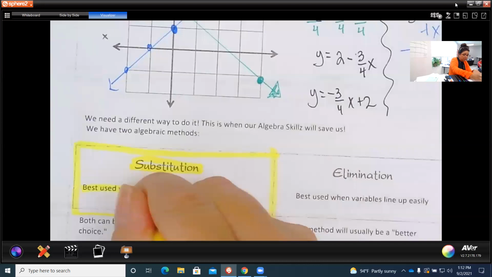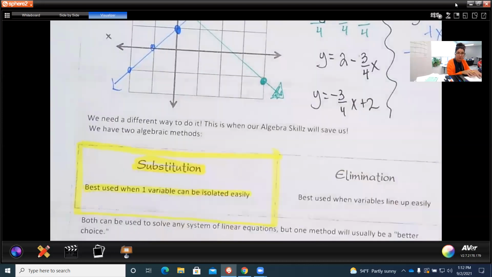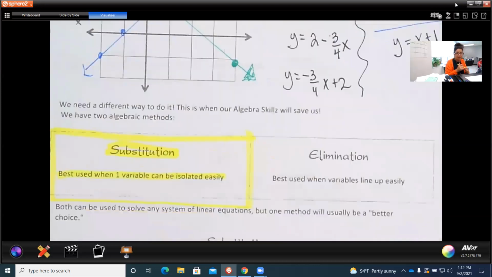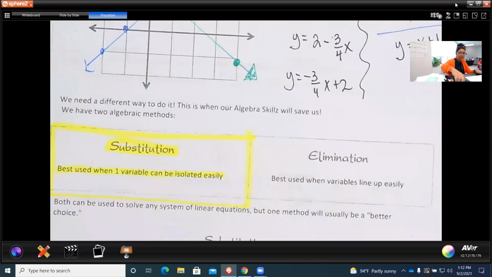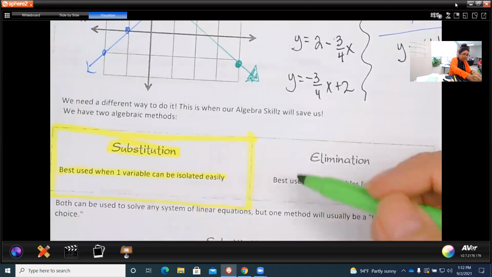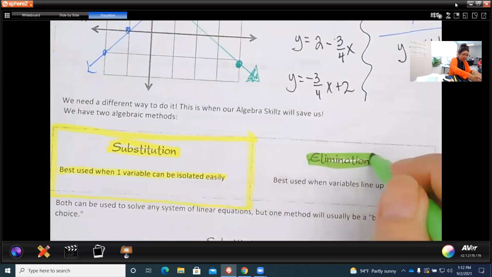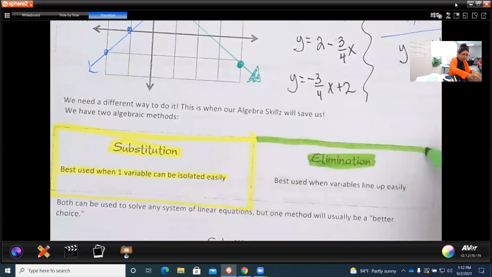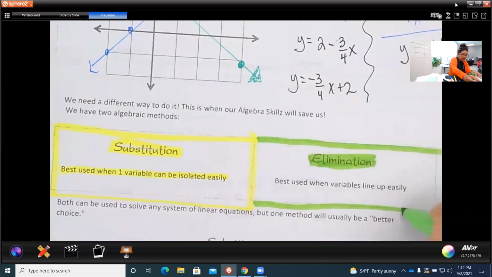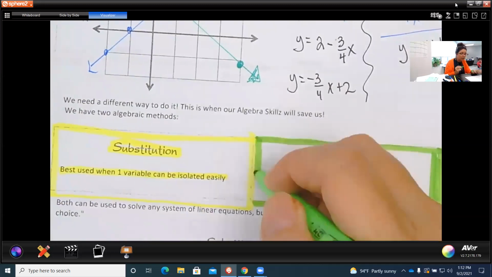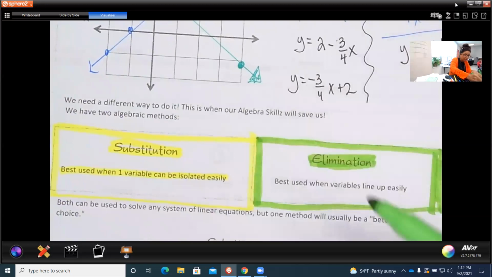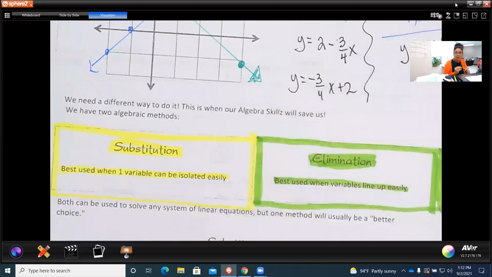Substitution is best used when one variable can be isolated easily. Okay. The other algebraic method we have is elimination. That's how I like to say it. Elimination. And elimination is best used when variables line up easily. And you'll know what I'm talking about after we do a couple examples. Coolio?